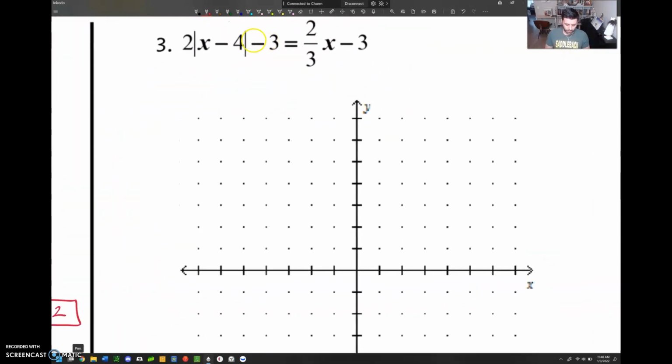Alright, here we go. So, number 3 has also 2 sides, which we're going to graph separately, and where they intersect is my answer.